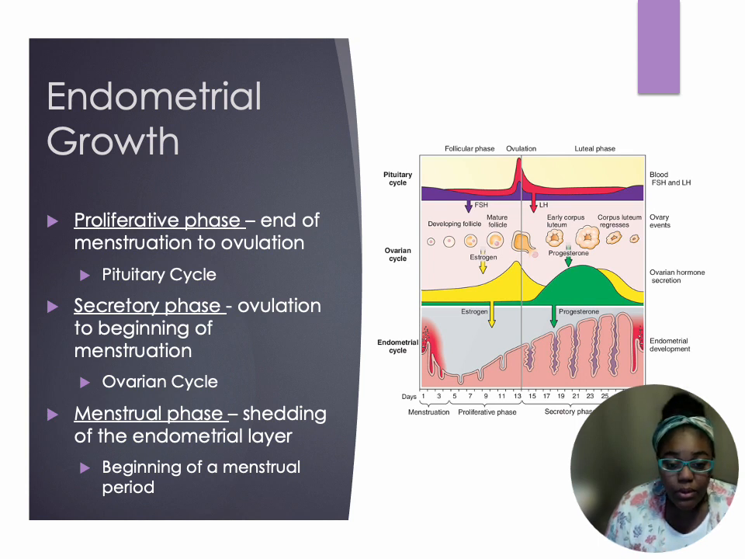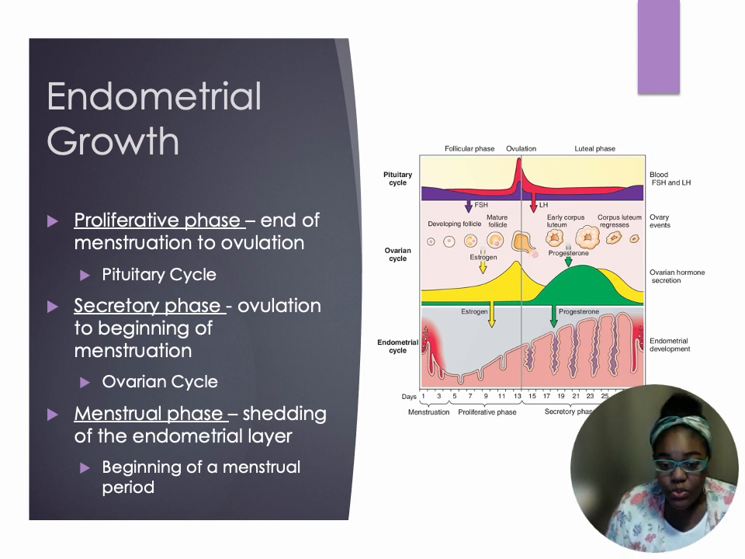Okay, so with the proliferative phase, we're talking about the endometrium, the uterus, and this is actually the end of menstruation to ovulation. So when we talk about proliferative, you can think about this as where the endometrium or the uterus is starting to thicken. This normally occurs around days 4 through 14, or 5 through 14. It depends on each female's menstrual cycle, of course, but that's around the average where we see the proliferative phase. So with the proliferative phase, we see a decrease in estrogen levels as the uterus thickens.